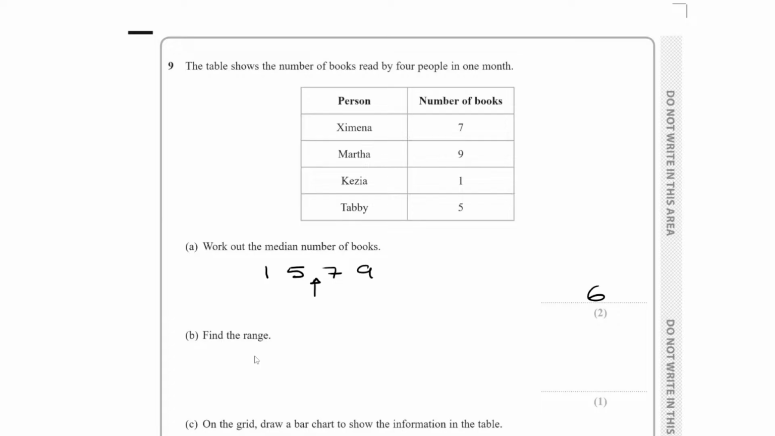Then we've got part B, find the range. So that's the difference between the biggest and the smallest. And now that we've got them in order, you can see that obviously the biggest is 9, the smallest is 1. So the range would be 8 if you take those away from each other.